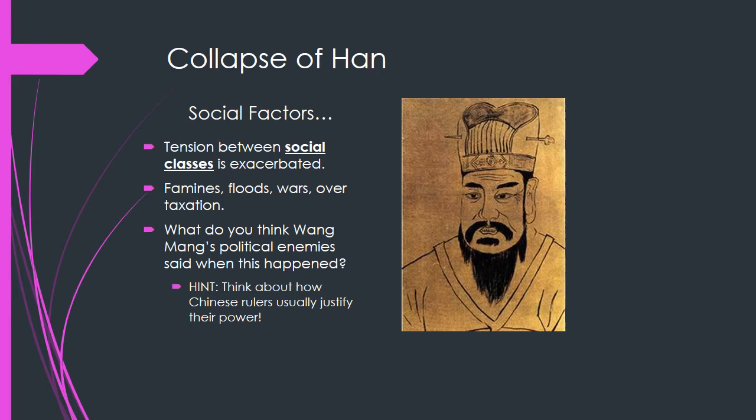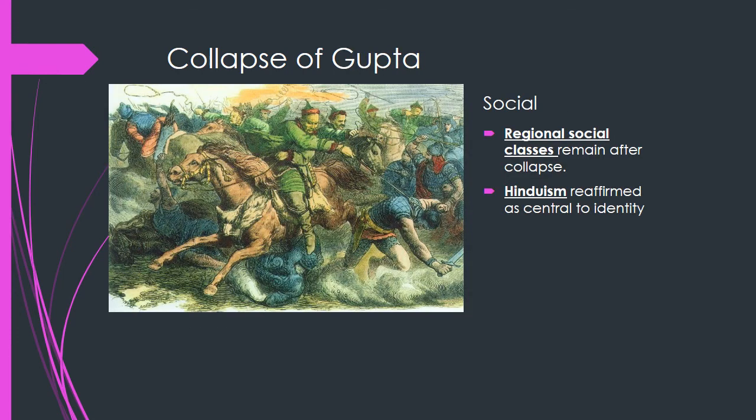If you were thinking they said that Wang Mang lost the mandate of heaven, you were right, because that is the way that our emperors in China justify their power. They say they have the mandate of heaven, but remember, when horrible things happen and things aren't going well, the people believe that the gods are no longer on their side.